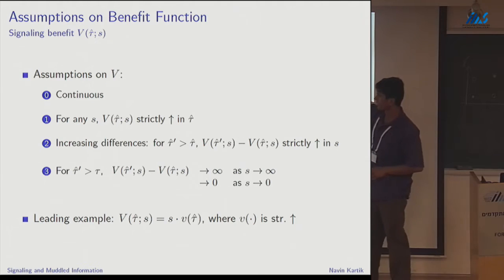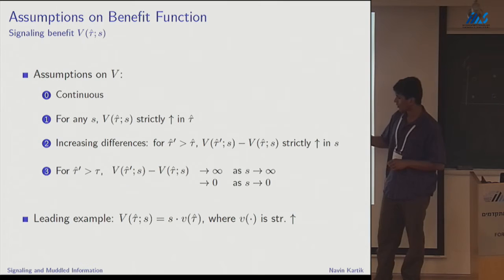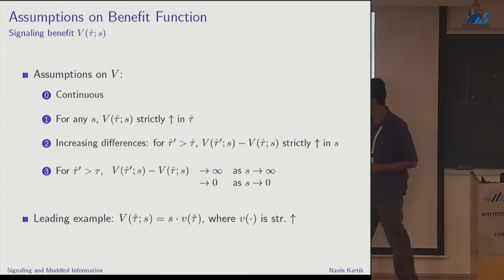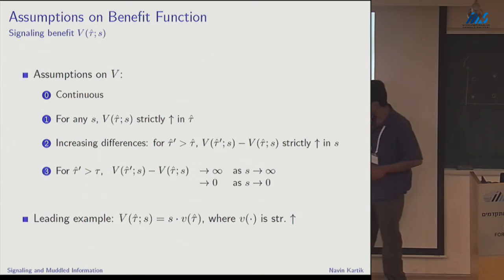So here's the stuff about the signaling benefit. These are assumptions on the V function. It's continuous. It's strictly increasing in the market expectation on the dimension of interest. This is analogous to a standard model. If the market thinks that you have a higher natural action or a higher gaming ability, it benefits you either directly through psychological concerns or indirectly because of how it affects the wage.